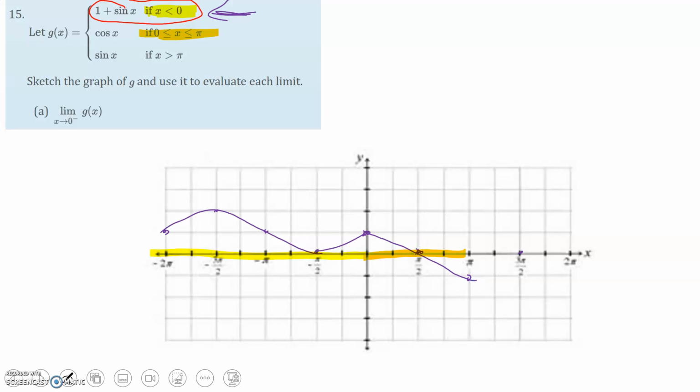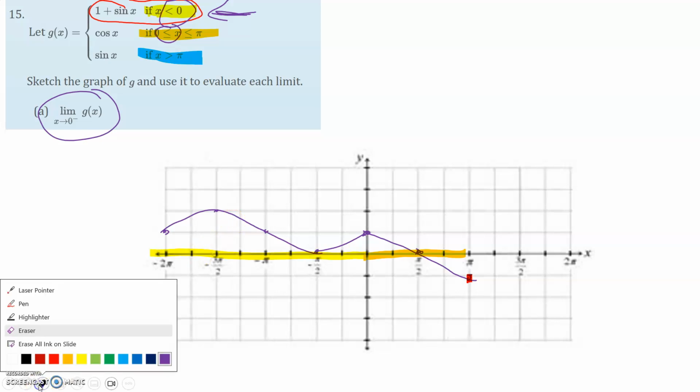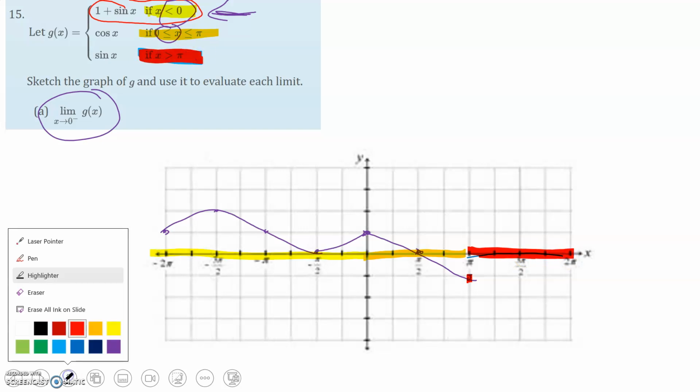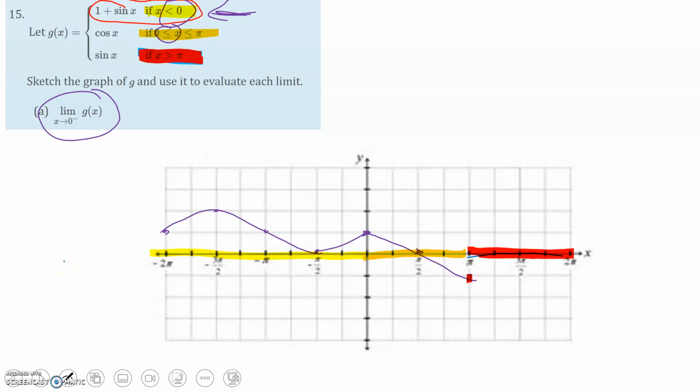Then we know the next portion of the graph is for x greater than pi. And so we are going to figure out what is happening there. So we've got this section here, right here, greater than pi, and we're using sine now. So we know that sine of pi is 0, so we're here. And then sine of 3 pi over 2 is negative 1, and then sine of 2 pi is 0. So our graph is here.